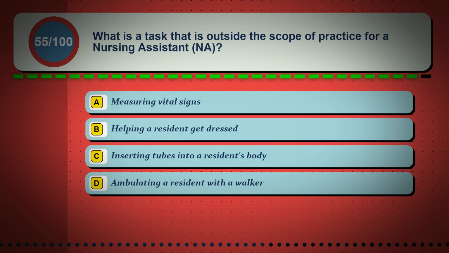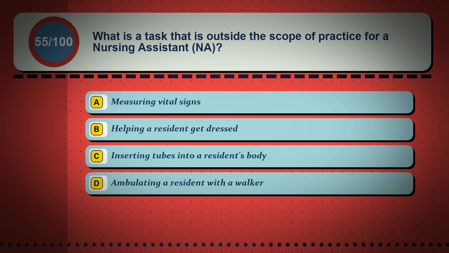Question 55. What is a task that is outside the scope of practice for a nursing assistant, NA? Option A, measuring vital signs. Option B, helping a resident get dressed. Option C, inserting tubes into a resident's body. Option D, ambulating a resident with a walker.